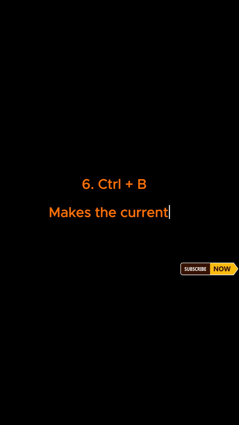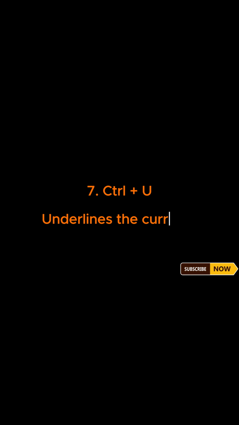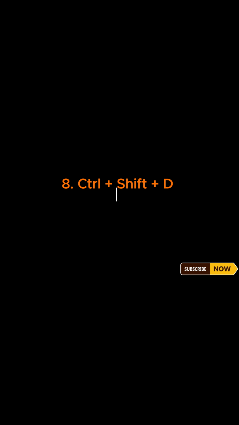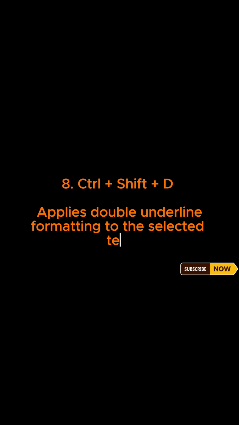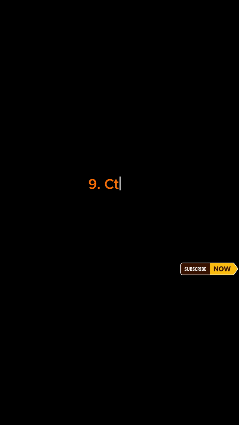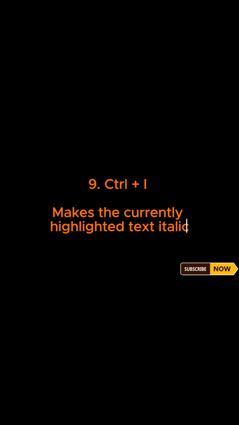6. Ctrl+B makes the currently highlighted text bold. 7. Ctrl+U underlines the currently highlighted text. 8. Ctrl+Shift+D applies double underline formatting to the selected text. 9. Ctrl+I makes the currently highlighted text italic.